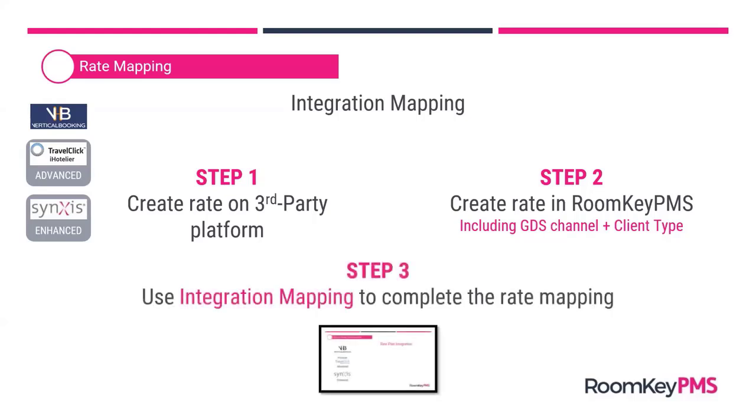And then step number three, you're actually going to remain in Roomkey in the Rate Wizard, and you're going to use the integration mapping button in the Rate Wizard to complete the rate mapping.